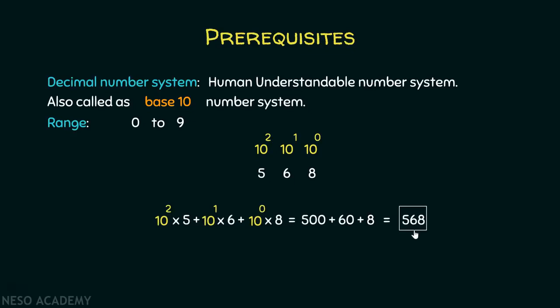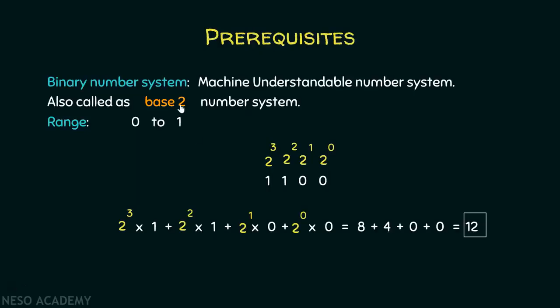Okay. But this is not something that a machine could understand. It has its own number system called the binary number system. The binary number system is the machine understandable number system and is also called the base 2 number system. It means the range is from 0 to 1. Only 2 numbers. As you can see here, I have written 4-bit data, 1100. In this case also, each digit must have some place value associated with it.